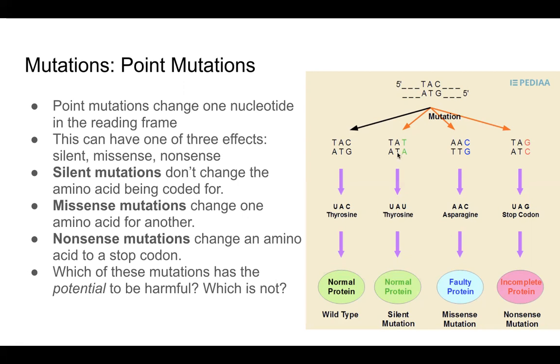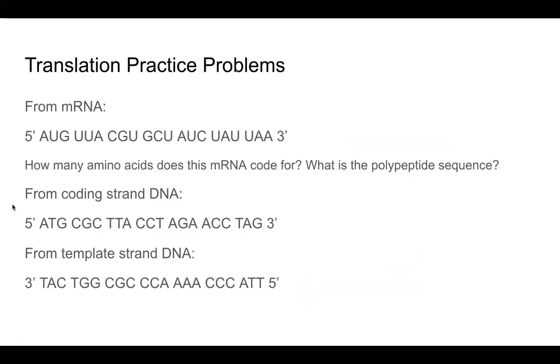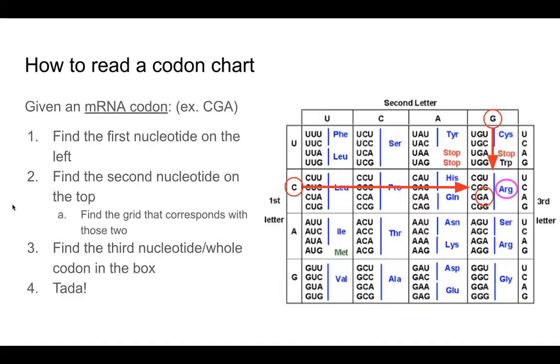If you have a silent mutation, I don't know why it says tyrosine, it's a misspelling. One of the reasons that you have this whole thing, there's a lot of redundancy when it comes to translation. ACU, ACC, ACA, and ACG all code for the same amino acid. You might be thinking, what is the point of that? Why not just have ACU do that? And the reason is that it makes it easier to have silent mutations.